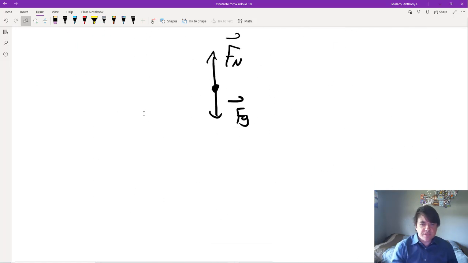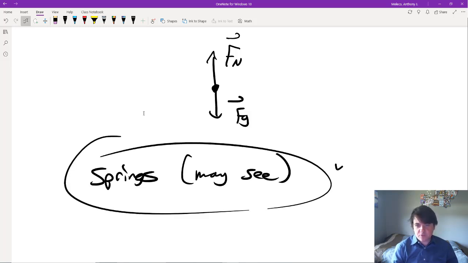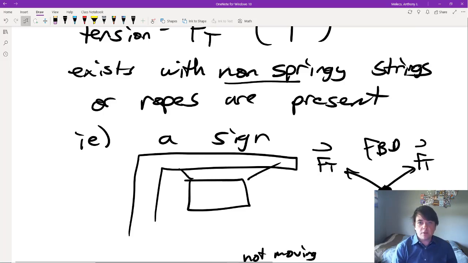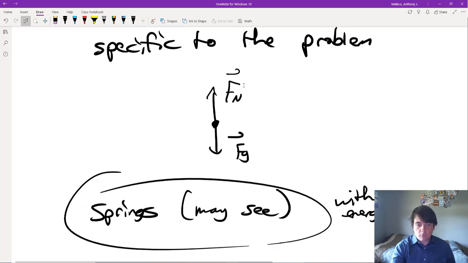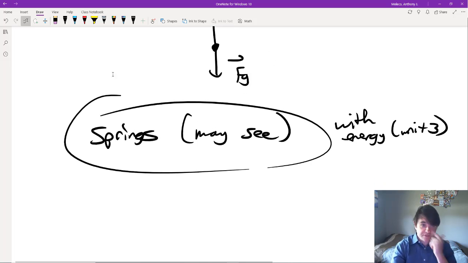These are most of the forces. I guess there's technically also springs you may see. We don't do springs often. This mostly comes around with energy, so we'll do it when we talk about energy. That's why I set up the tension with non-springy strings or ropes. But it is possible to see this here, and springs would be abbreviated maybe SP or something like that.